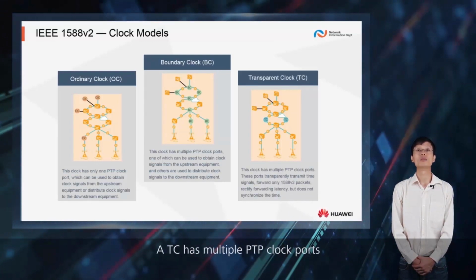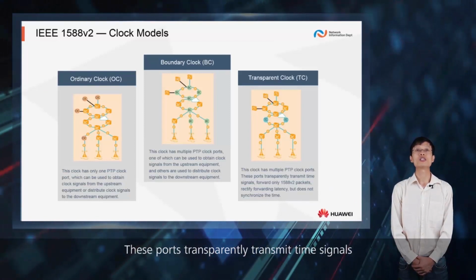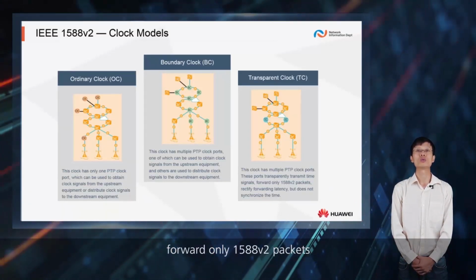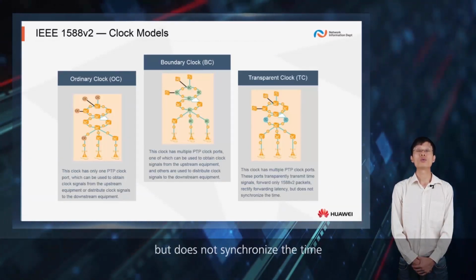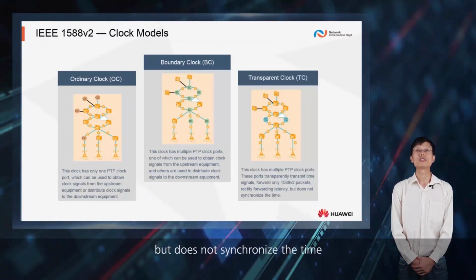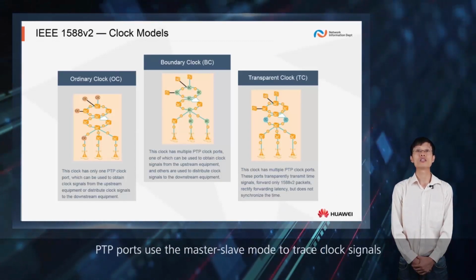A TC has multiple PTP clock ports. These ports transparently transmit time signals, forward only 1588 version 2 packets, and rectify forwarding latency, but do not synchronize the time. The TC is not supported by OSN devices.